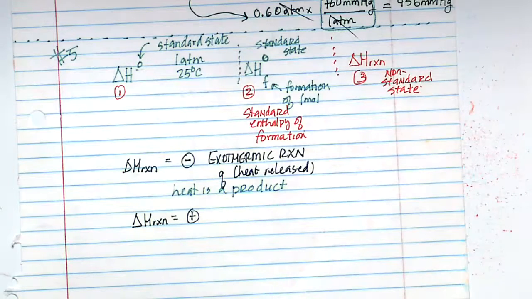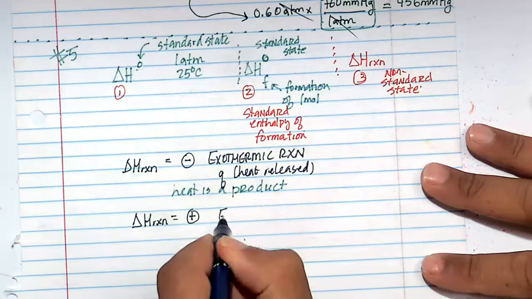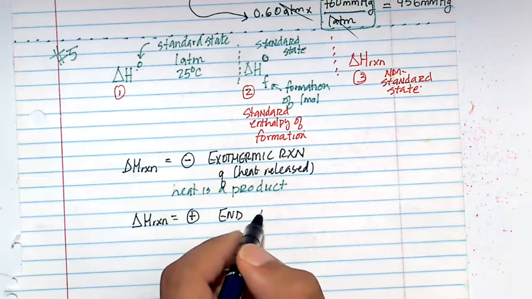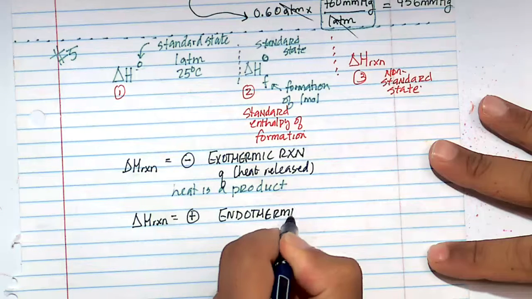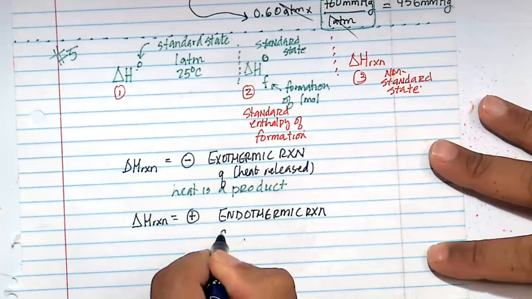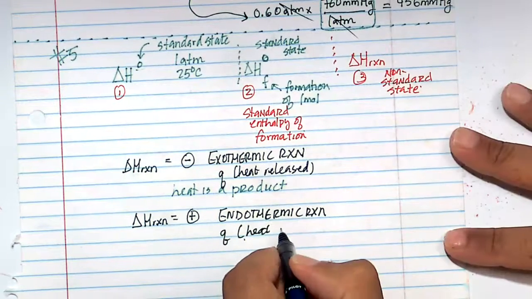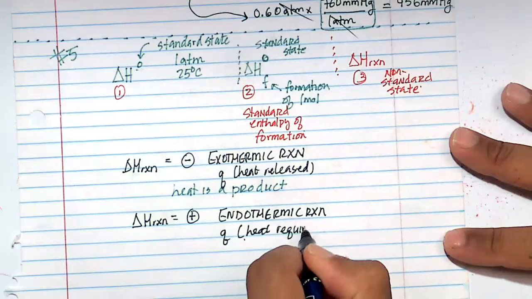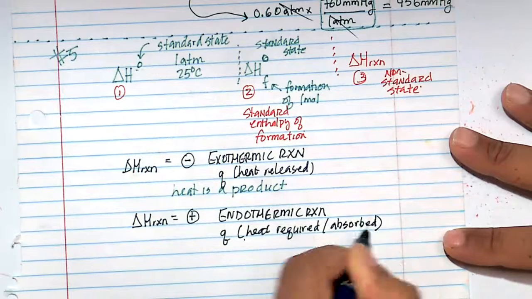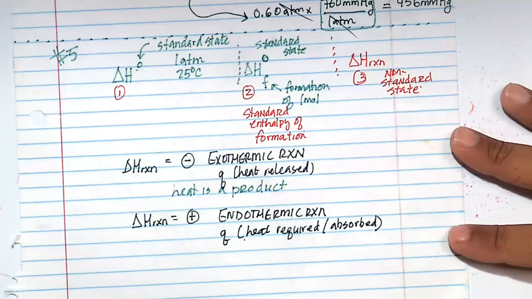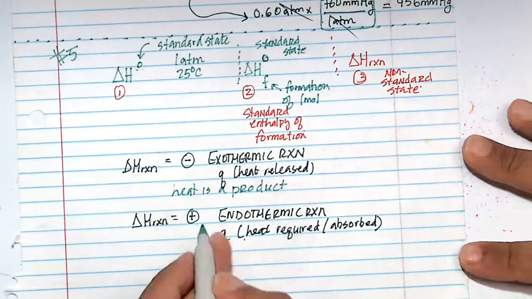Now, if your delta H of the reaction is positive, whether it's standard state or not, it's the exact opposite. We call it an endothermic reaction. Heat is required or absorbed from the surroundings. Heat, lowercase q, is required or absorbed from the outside. It is not a product, it's required, so it's a reactant.